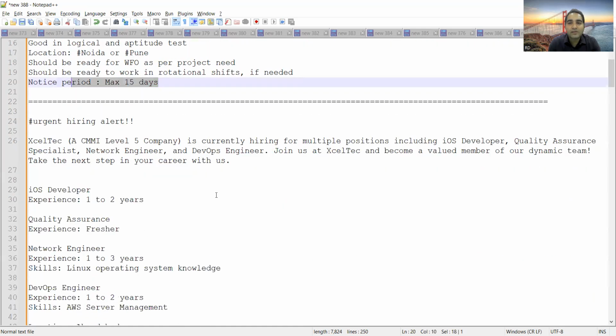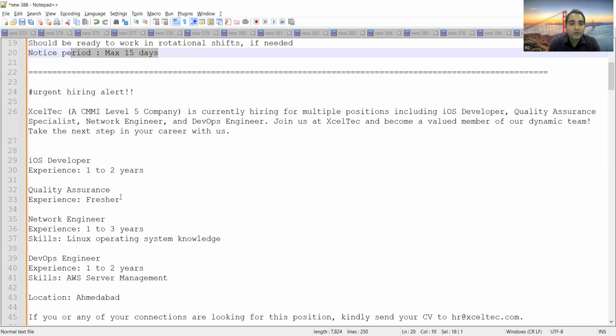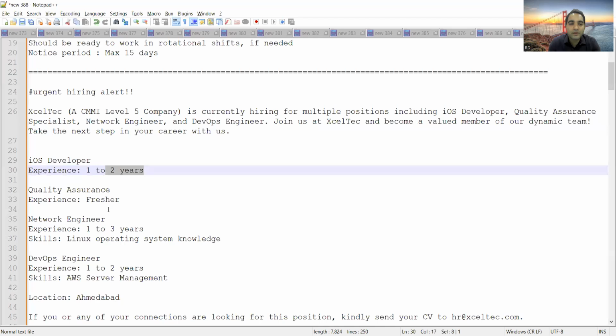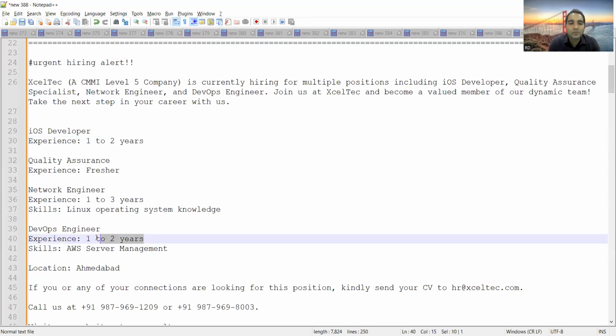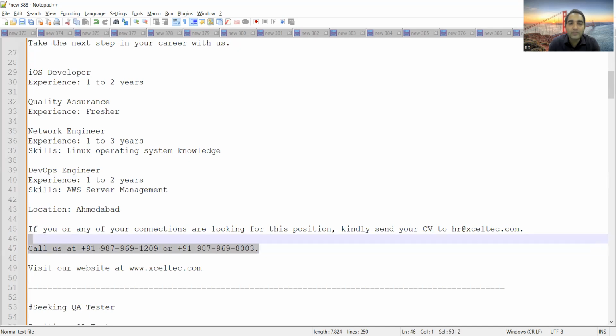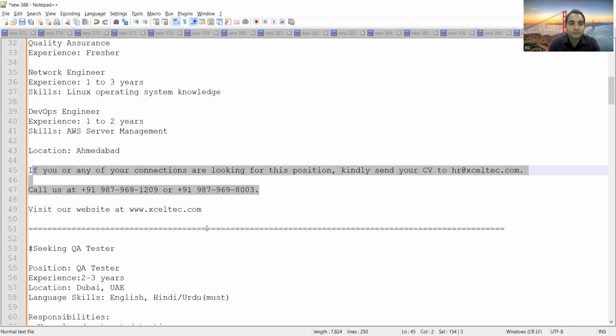Then Excel Tech is also hiring for multiple positions, including iOS developer, quality assurance, network engineer and DevOps engineer. For quality assurance, they are looking for fresher. For iOS, it is 1 to 2 years. Network engineer, 1 to 3 years. DevOps is 1 to 2 years. Location is Ahmedabad. These are the contact details and the email address.